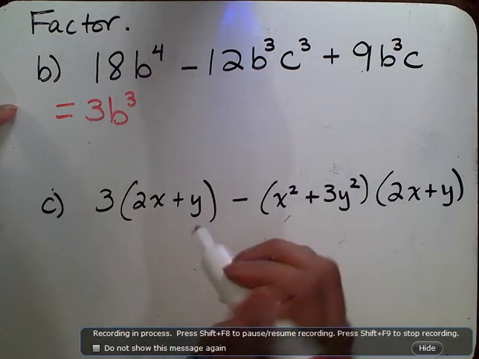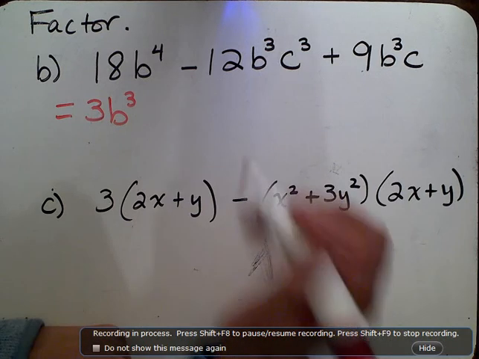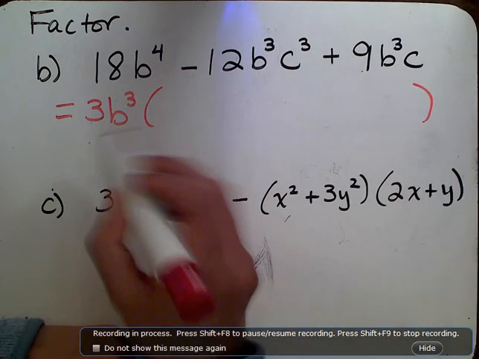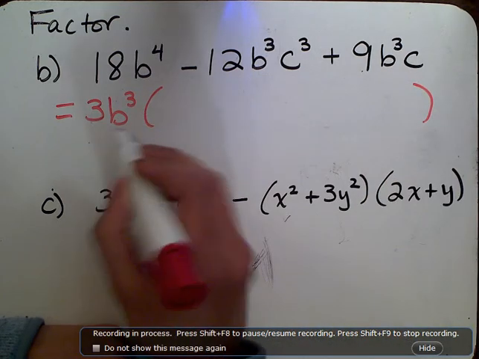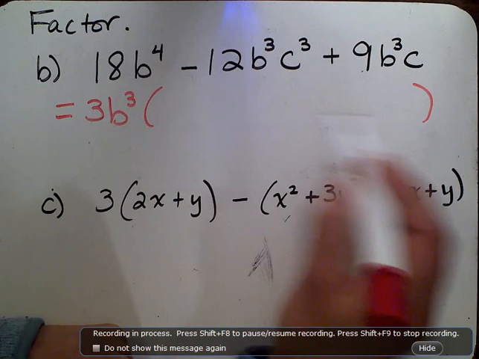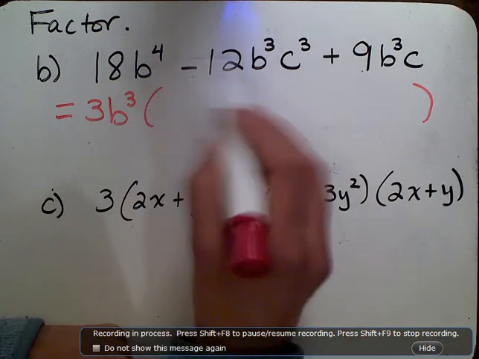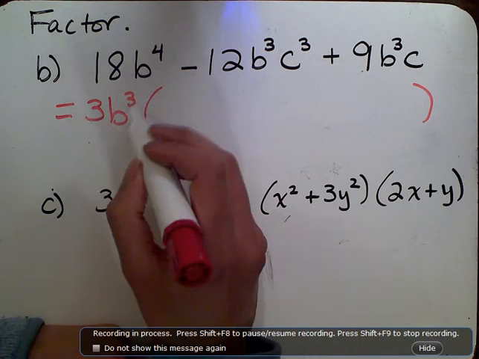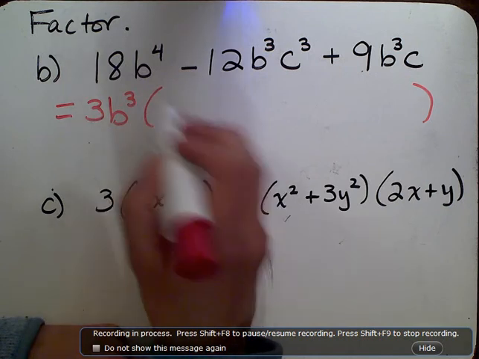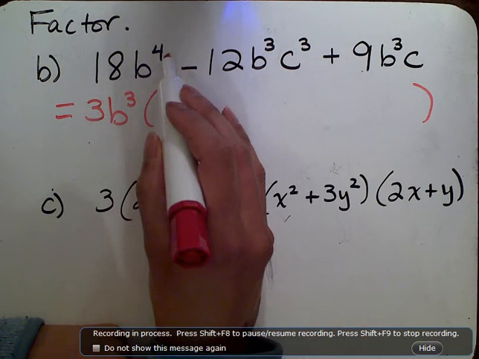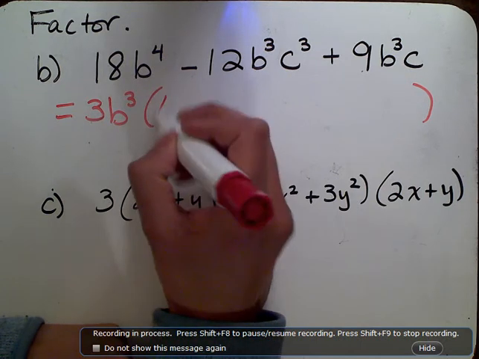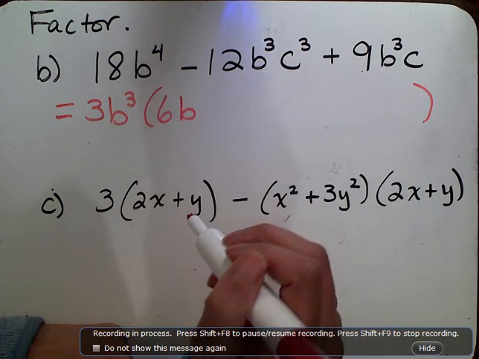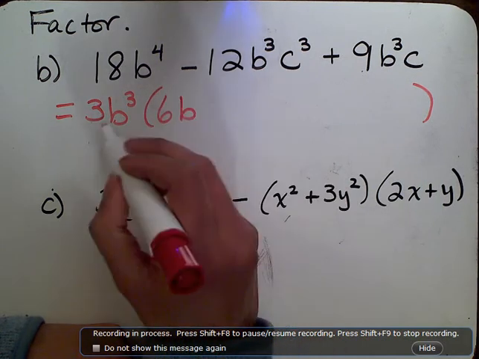This time I'm going to demonstrate another method to common factor. It's more like a guessing and checking method. So I pull out my greatest common factor and I write it down, and then I draw a bracket big enough for 3 terms because there's 3 terms in the question. And I'm going to ask myself, 3b cubed times what will give me that 18b to the fourth? Well, 3 times 6 gives me 18, and b cubed times b would give me the b to the fourth. And I'm going to do the same thing again.